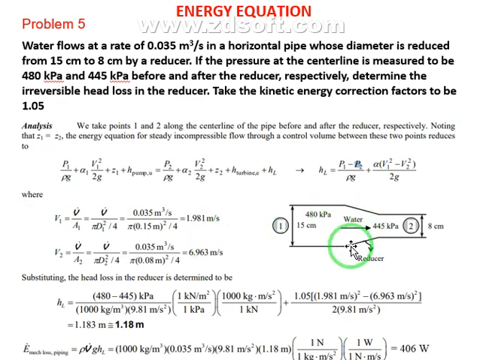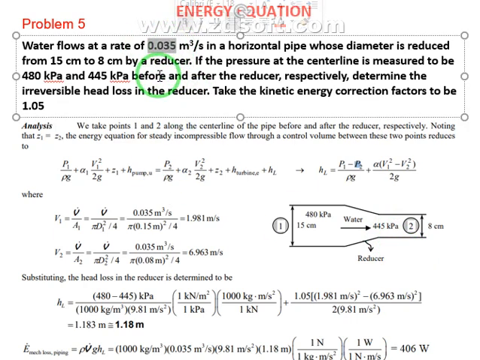You see guys, we have a water pipe with two diameters. The first one is 15 centimeter, the second one is 8 centimeter, and there is a reducer between these two pipes. Pressure here is 480 kilopascal, and the pressure at the right side is 445 kilopascal. So this is the information, and we have a flow rate of 0.035 meter cube per second, and the pipe is horizontal, so Z1 is going to equal Z2.